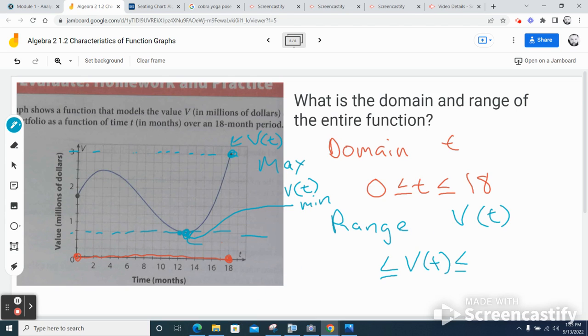So what's the y value here? 0.75, right? 0.75. What's the y value here? 3. See how we did that? Does that make sense?